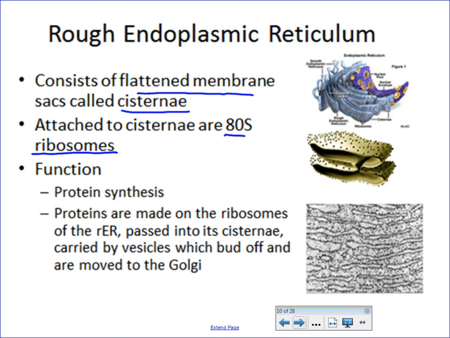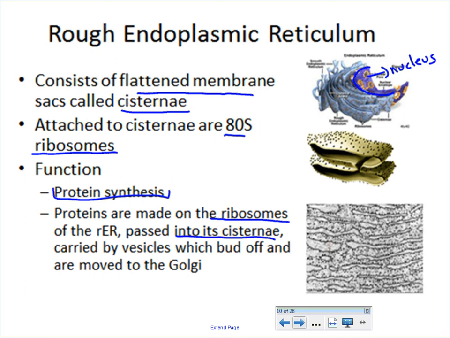The function of the rough endoplasmic reticulum is that it'll be involved in protein synthesis. And so those proteins are going to be made on the ribosomes of the rough endoplasmic reticulum. Those proteins, as they are created, will be passed into the cisternae and then carried by vesicles, which bud off and are moved to the Golgi apparatus. Where we would find rough endoplasmic reticulum in the cell is generally associated very closely with the nucleus.